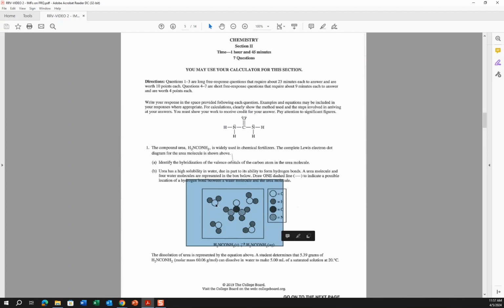As you can see in this diagram, this is oxygen and this is hydrogen. This is hydrogen. So you wouldn't want to draw a dot from hydrogen to hydrogen. That would be positive dipole to positive dipole. Oxygen to hydrogen would work. Now, they say just draw one. So make sure you just draw one.